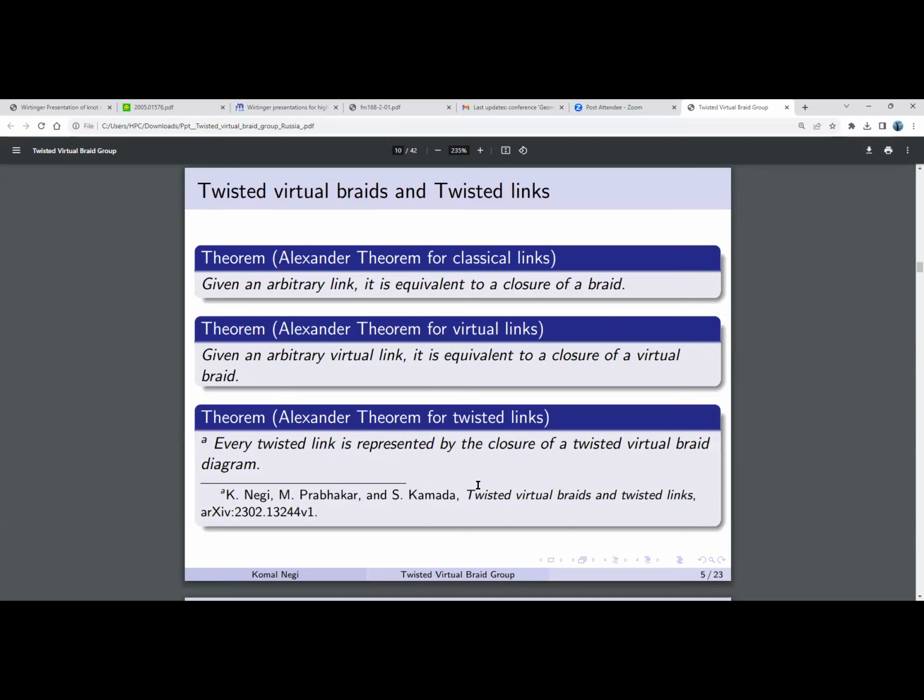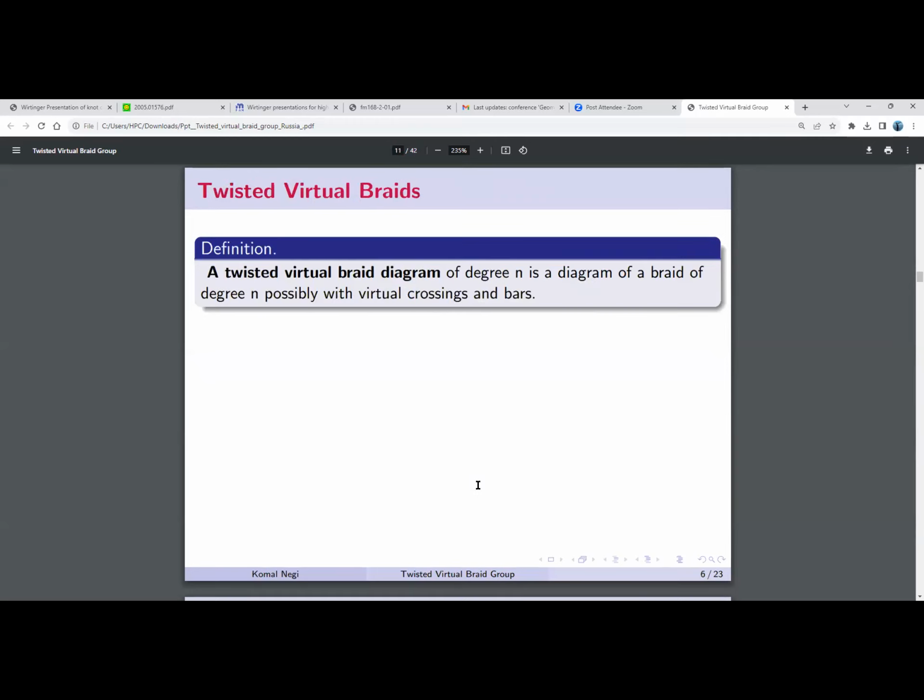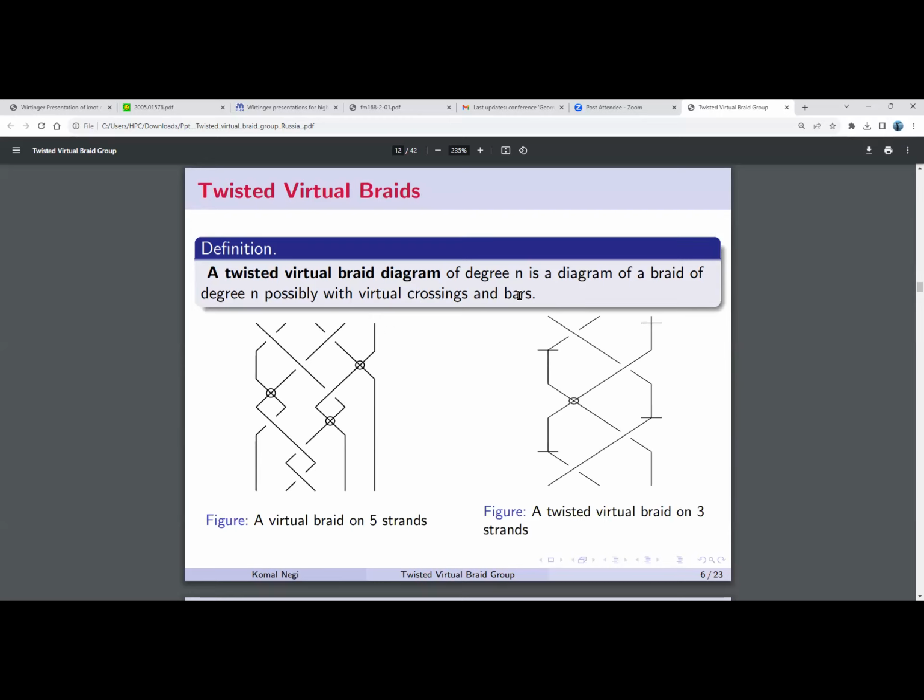So let's see how twisted virtual braid diagrams are defined. These are braid diagrams of degree n, possibly with virtual crossings and bars. This example will make it clearer. On the left-hand side, this is a figure of a virtual braid on 5 strands. Here we have classical crossings as well as virtual crossings. On the other side, we have a twisted virtual braid on 3 strands. Here you can see we have classical crossings, virtual crossings, as well as bars.